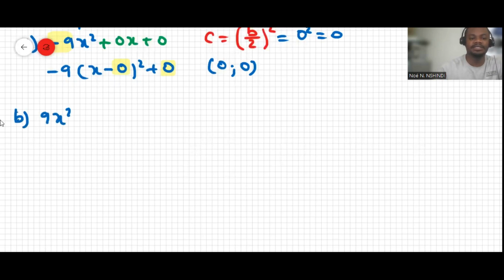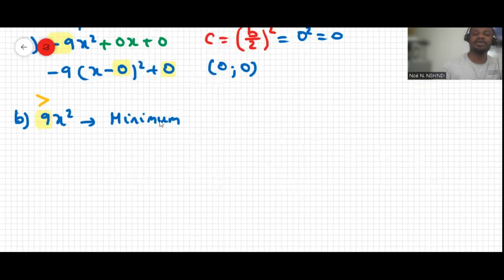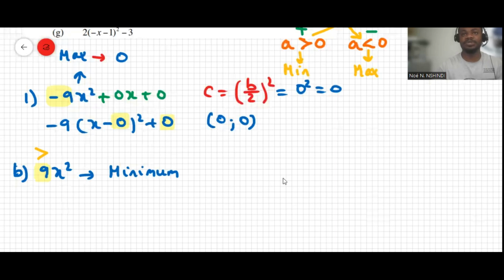B is 9x squared. When we look at this 9 here, it is positive, greater than 0. Therefore it has a minimum value, because it's greater than 0. Now those are special cases. I didn't really have to do all these calculations here, but I was just showing. When b and c are 0, we understand that the minimum and maximum will occur only at 0. So here the minimum value is just 0.